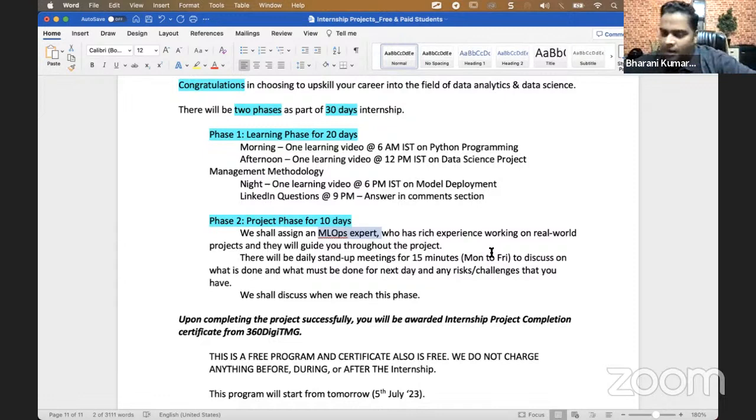Okay. And we will also drive it the way projects are driven in the real world, wherein we are going to ask a few questions on a daily basis, right? There will be a daily stand-up meeting. We'll try to understand what you did yesterday, what you are going to do today, and whether there are any risks or challenges that you experience. The way agile methodology projects are driven, right? We are going to drive it that way so that you get that experience also. It'll be for 15 minutes, Monday to Friday.